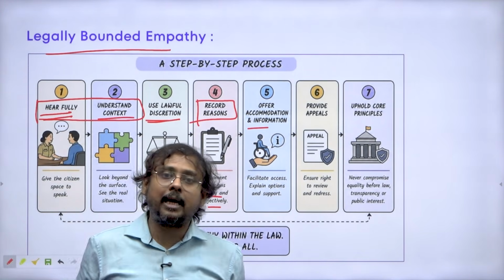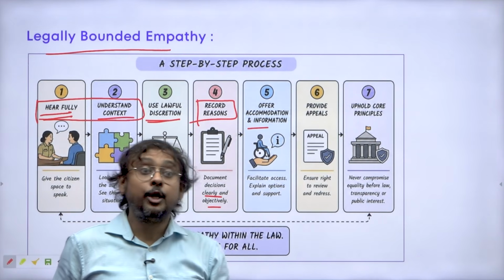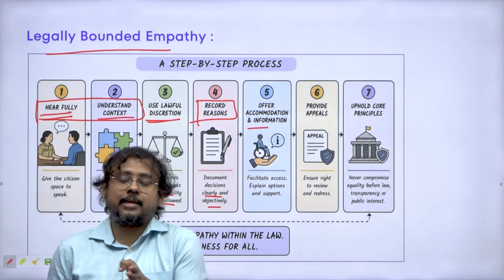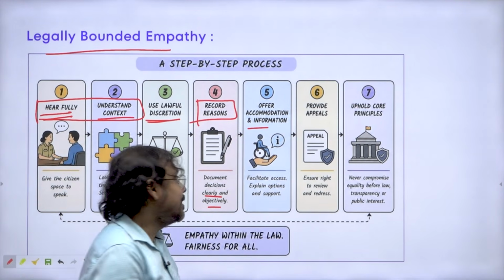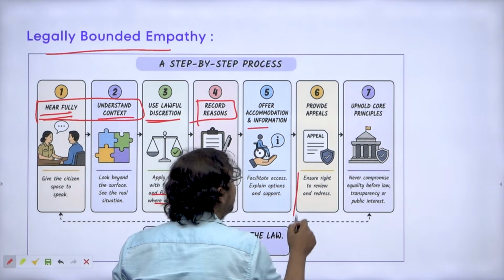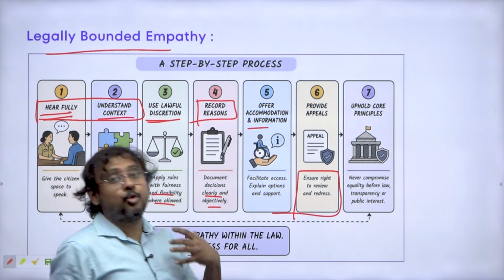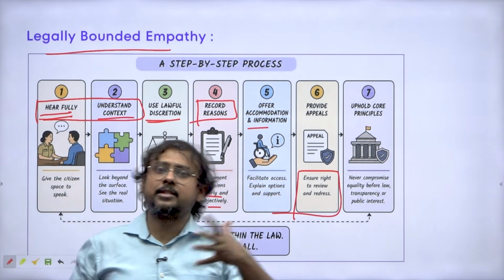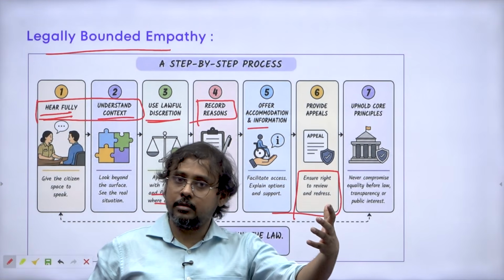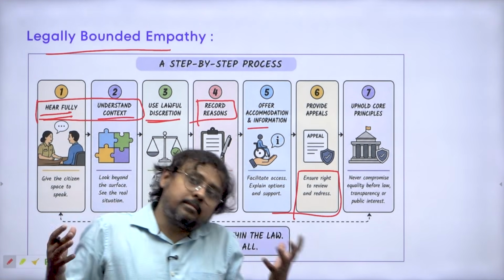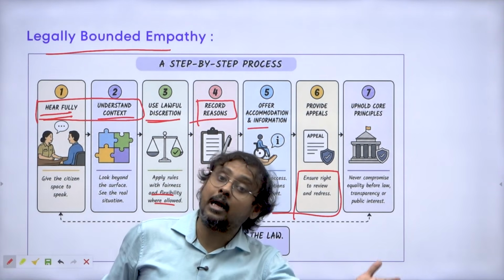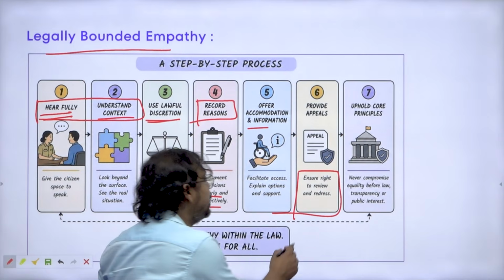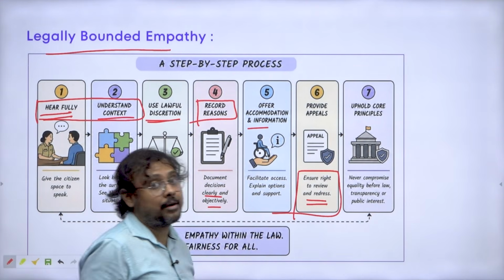Explain them fully. Just don't tell them you take the step. No, you explain them fully. Look, these are the steps that you have. You make them part of the decision that you are taking. Then comes giving the right to review and redress. The decision that you have taken for that particular person may be okay, but it can be wrong. So you have to give that person the right to review and redress.